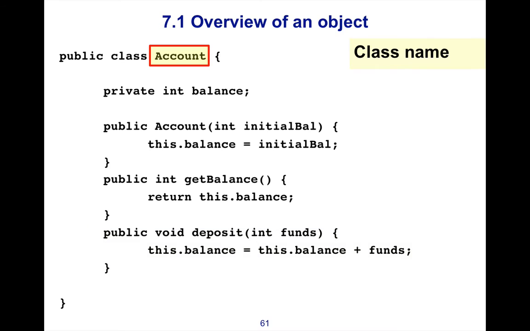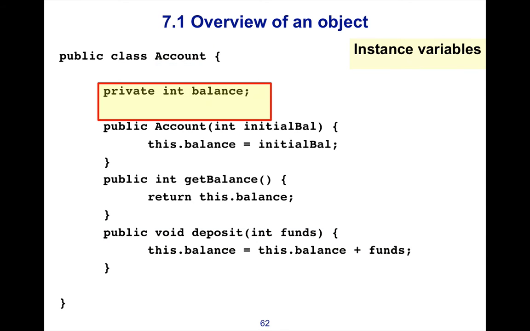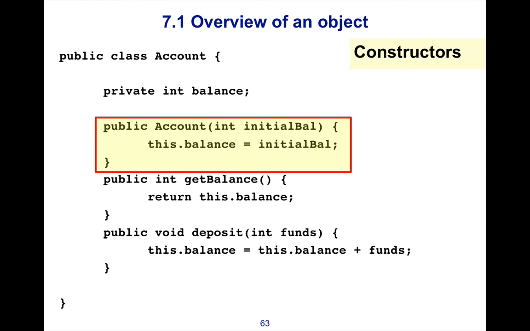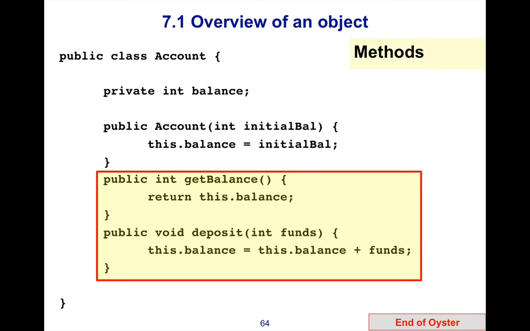So in summary, what we see is the class name. Here it's account. Instance variables, these make up an object, constructors, and then methods. These 4 ingredients allow us to create classes that carry out whatever purpose we have designed for them.